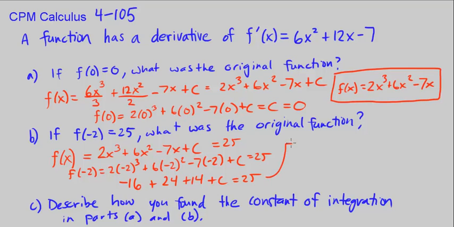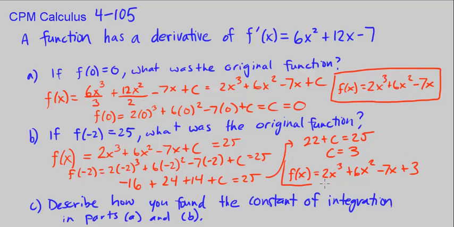Okay, so now let's continue here. Negative 16 plus 14 is negative 2. Negative 2 plus 24 is 22. So 22 plus c is 25. Therefore, subtract 22 from both sides, and you get c is equal to 3. That gives us the equation then. The original equation is f of x equals 2x cubed plus 6x squared minus 7x plus 3, because we found c is 3. So there's the original function if this is our slope function and f of negative 2 is 25.